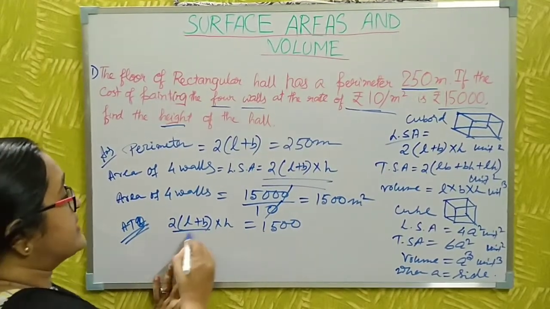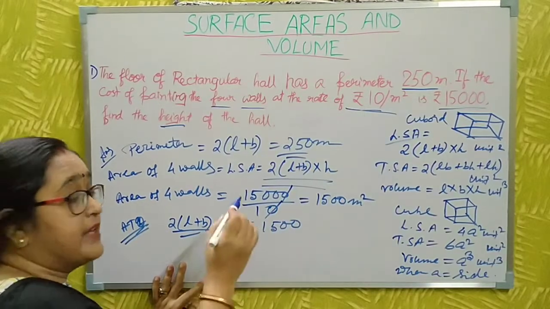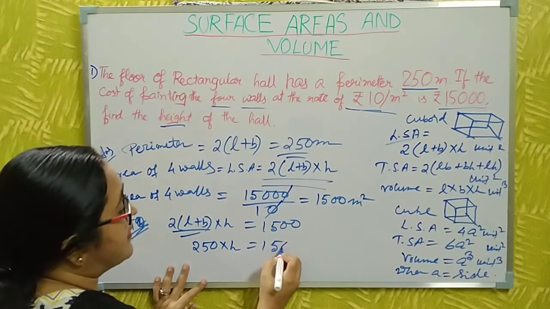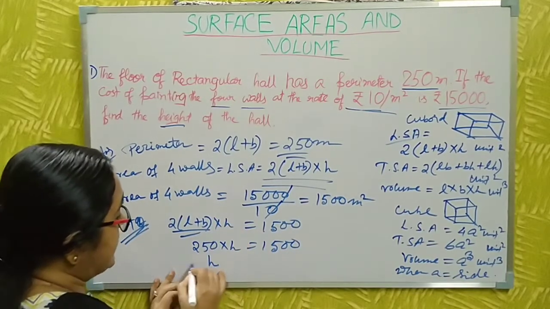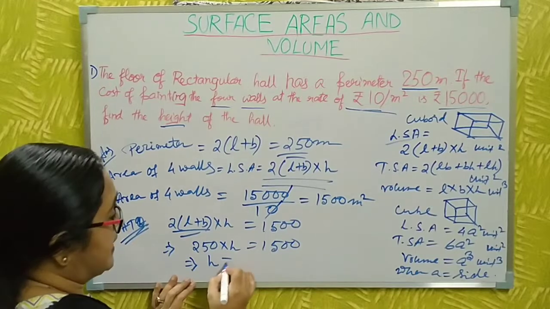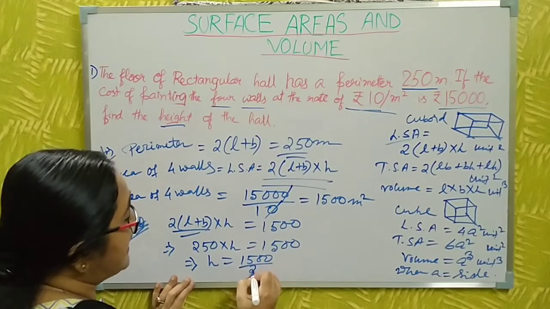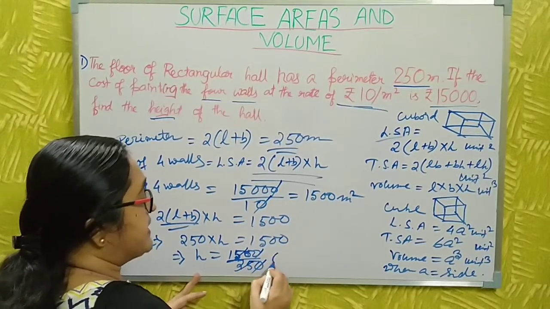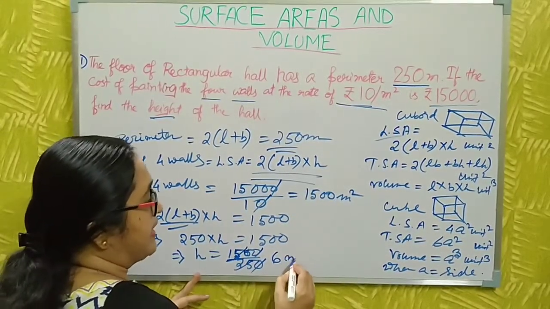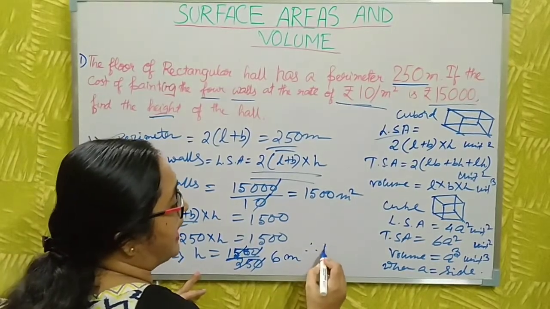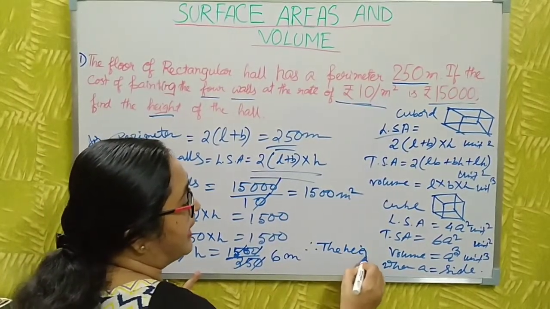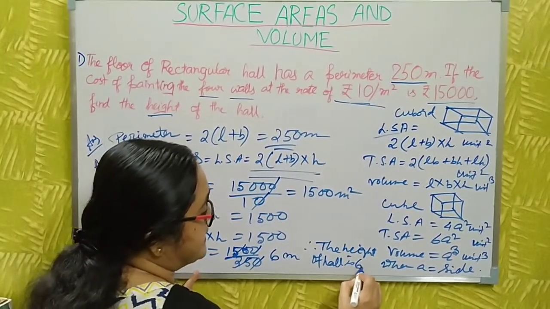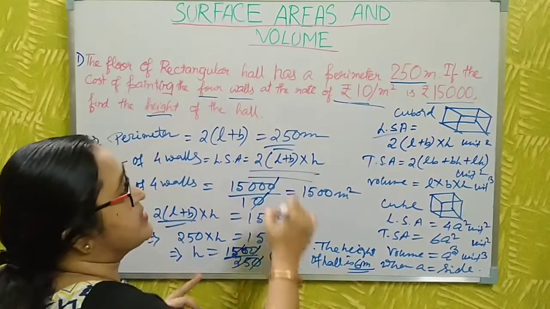Now the perimeter 250 is also given here. Perimeter 250 into H is 1500, and the height becomes 1500 by 250, which is 6 meters. Therefore, the height of the hall is 6 meters. This is the answer to this question.